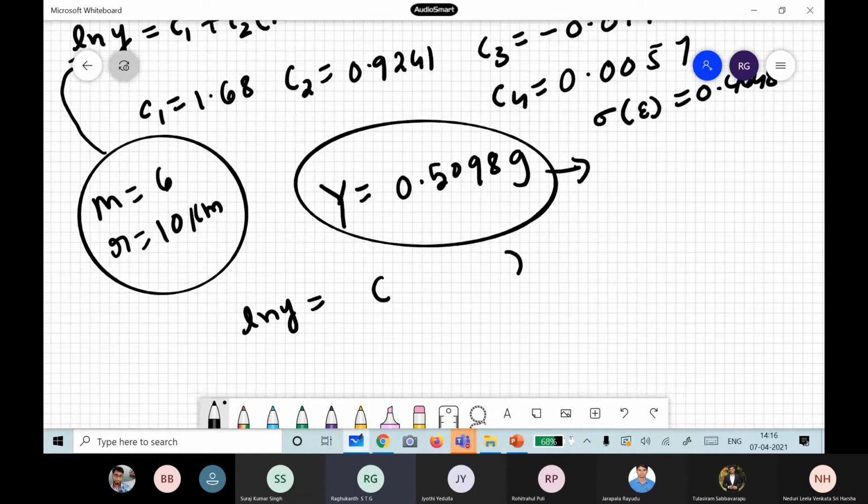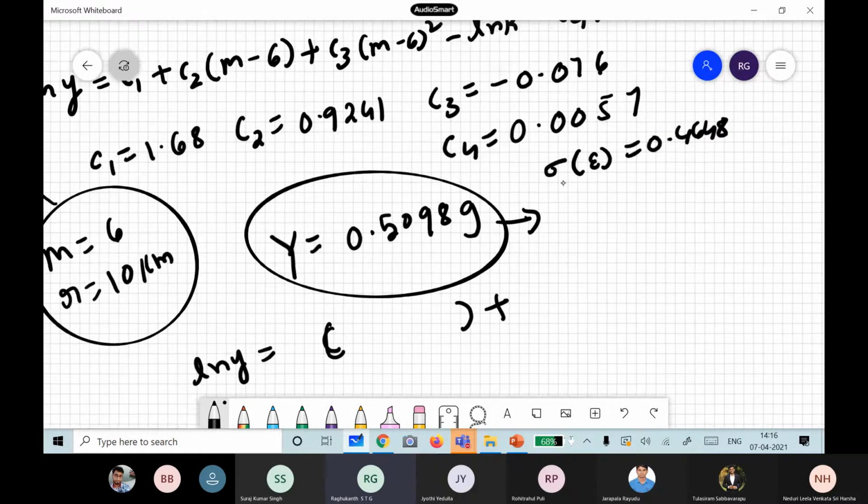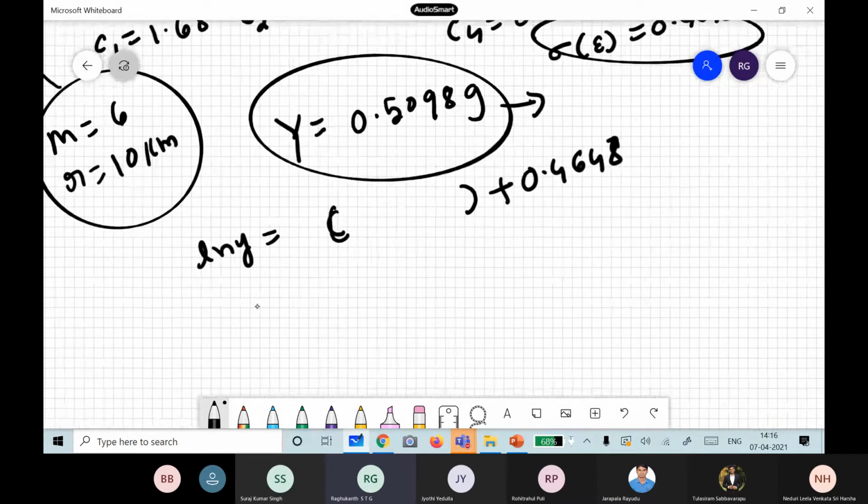You have this big equation, plus you also add the sigma. What is sigma? 0.4648 actually. So you add this also. Now you take the exponent of this itself. What is e to the power of 0.4648? If you compute it, you can get the PGA. Now let us try to compute this number and see how it turns out.